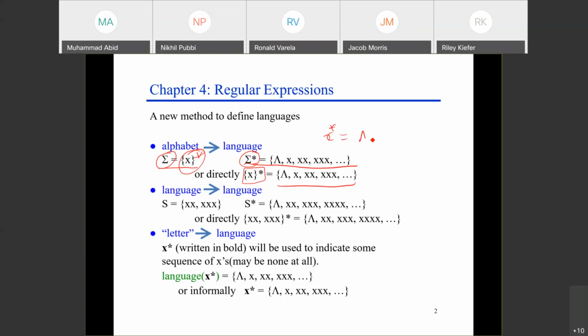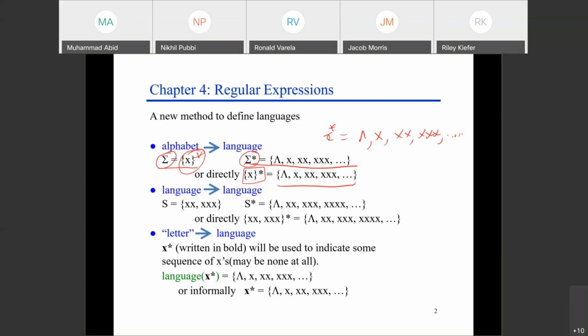It means lambda, x, 2x, 3x, and so on. So this is what we understand now: if you have an alphabet x and you apply the Kleene star property on that, it means all possible combinations of x with itself plus the lambda will be there, because we are applying Kleene star, and this is the property of Kleene star. Very nice.